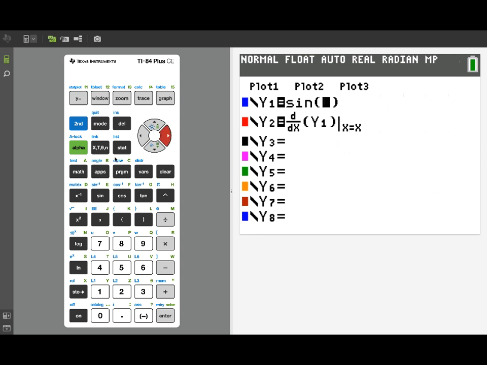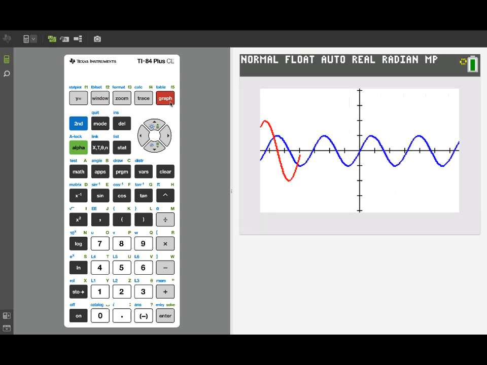Let's try one more thing here. I'm going to slightly edit my original function y1. Instead of sine of x, let's look at sine of 2x. And we'll get a chance to see a graphical interpretation of the chain rule. There's the graph of my original function, and there's the graph of its derivative.